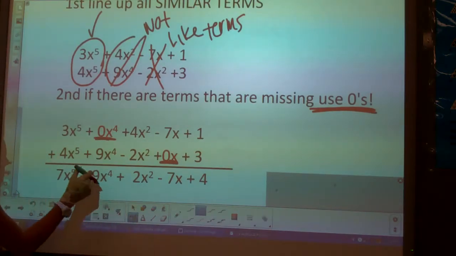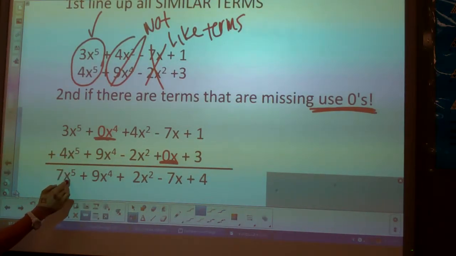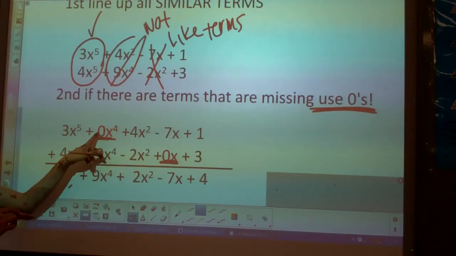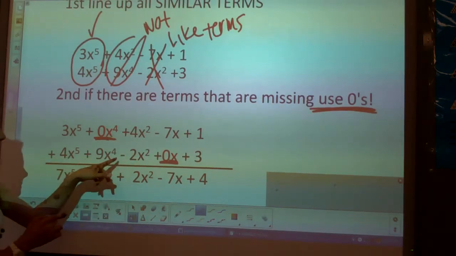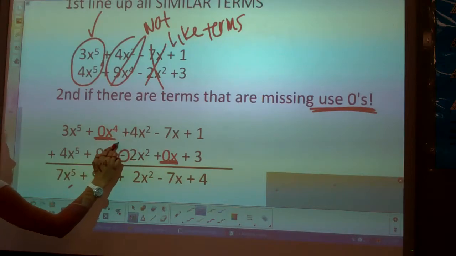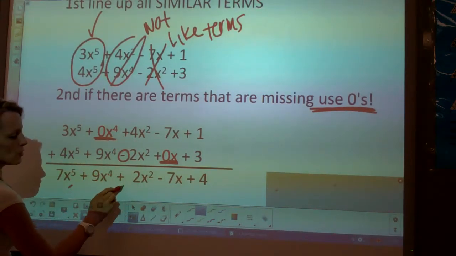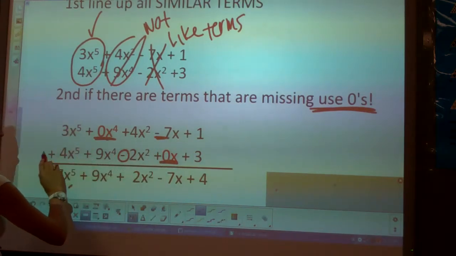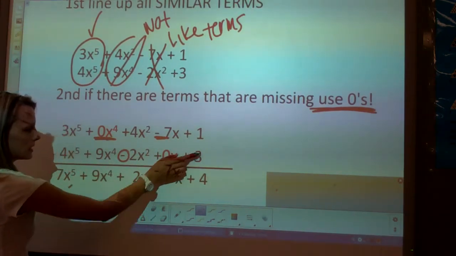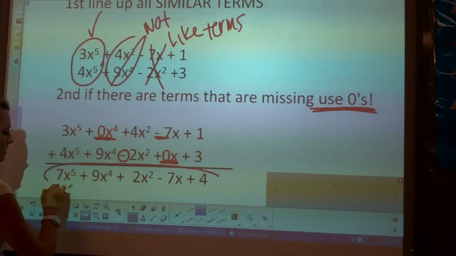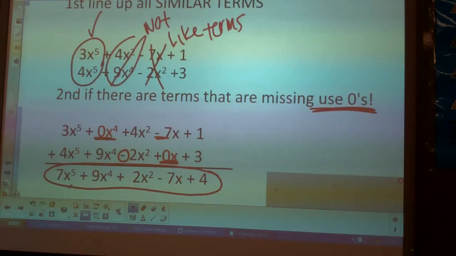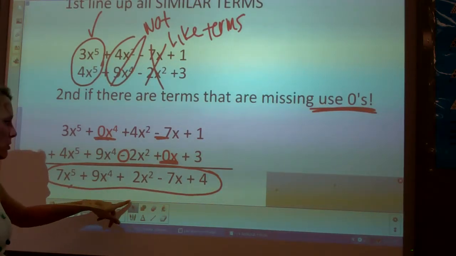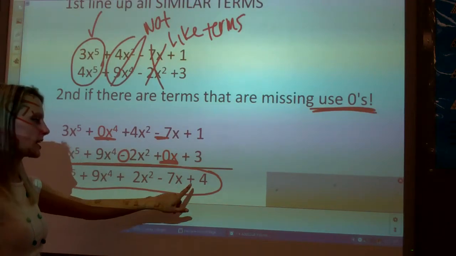And of course you add straight down. So 3x to the fifth plus 4x to the fifth would be 7x to the fifth. 0x to the fourth plus a 9x to the fourth would give you 9x to the fourth. A positive 4x squared plus, and remember your charge, a negative 2x squared would give you plus 2x squared. A negative 7x plus a 0 would be negative 7x. And a 1 plus a 3 would be a 4. So we just added these two polynomials. And your final answer is 7x to the 5th plus 9x to the 4th plus 2x squared minus 7x plus 4.